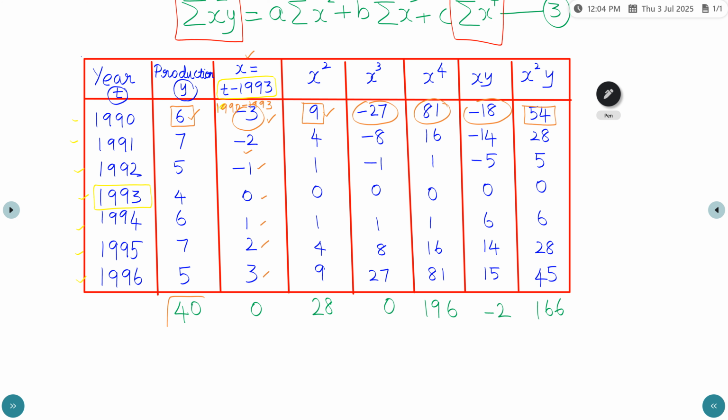This is the summation y value 40, summation x value 0, summation x squared value 28, summation x cube value 0, summation x power 4 value 196, summation xy value minus 2, summation x squared y value will be 166. See, we found these values and then substitute these values in the normal equation. Substitute known values.